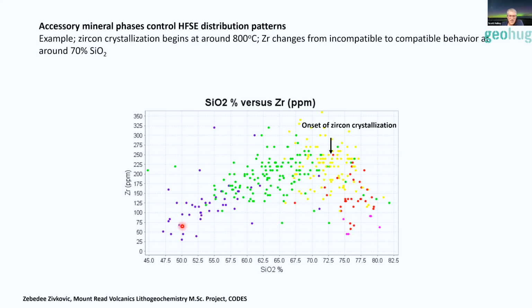So zirconium is an incompatible element until a melt cools to about 750, 800 degrees thereabouts. And at that temperature, that's the saturation temperature for the mineral zircon. So zirconium goes into zircon, obviously. And if those zircon crystals fractionate, if they're separated from the remaining melt, then the total zirconium content will decrease. So there's a really interesting inflection point in here that you'll see in crustal melts at about 70% SiO2.